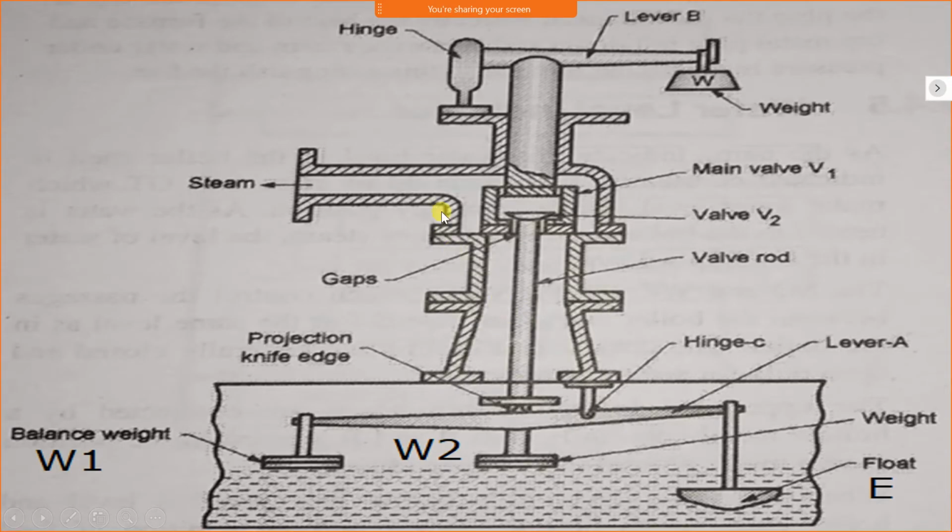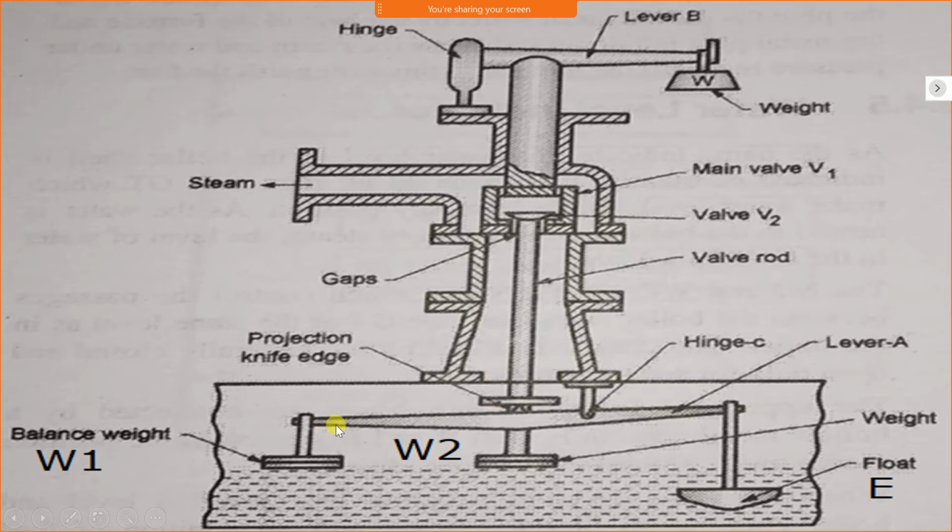This is a schematic diagram of the high steam low water safety valve. In this you can see the lower portion is the boiler shell. This safety valve is directly mounted on the boiler shell, which is also called the boiler chest. Some part of the safety valve is located inside the boiler shell and some part is located outside.